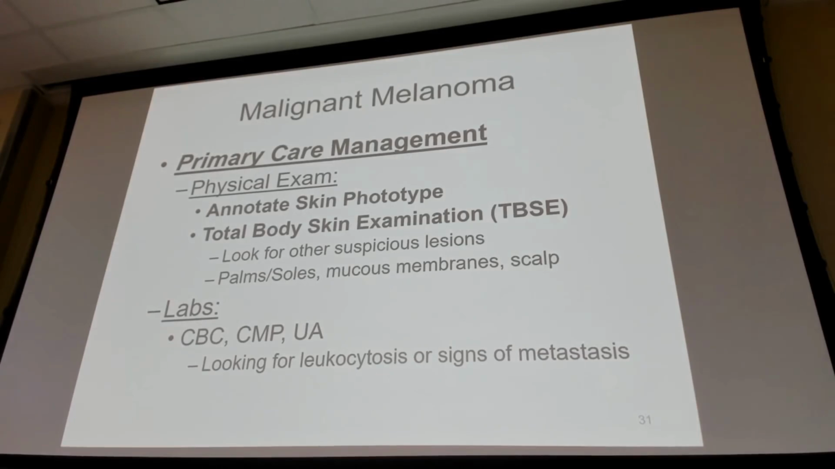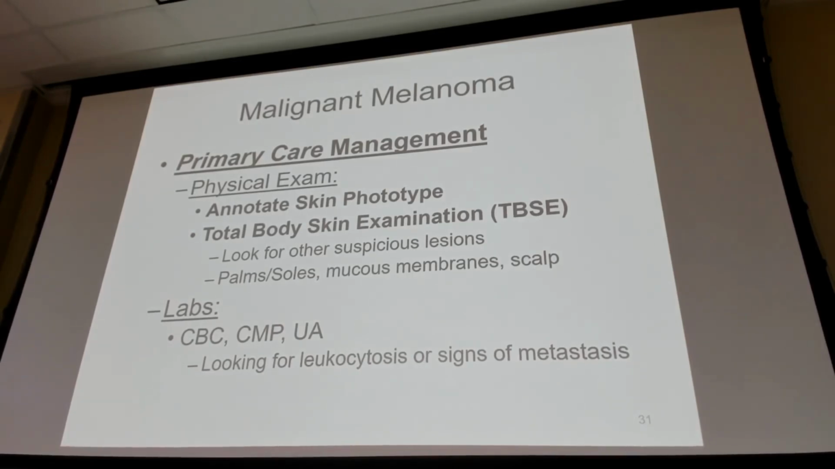We're going to be doing a total body skin examination, right? So we're not just going to look at that ugly duckling. We're going to have to go through them from head to toe, looking at everything, including, as you see on here, the palms and the soles. We're going to get into acral melanoma, and that happens in those areas. So that can be one of those things for us to look into, okay? So yes, we want to look there.